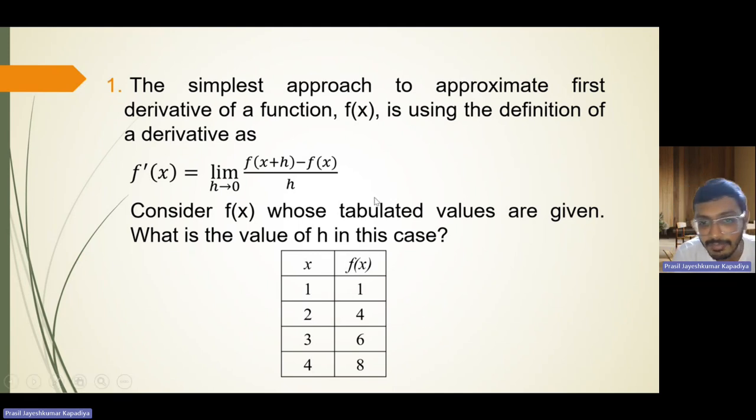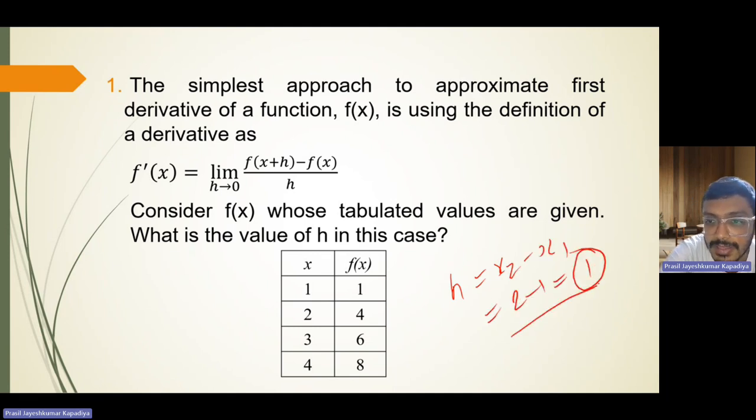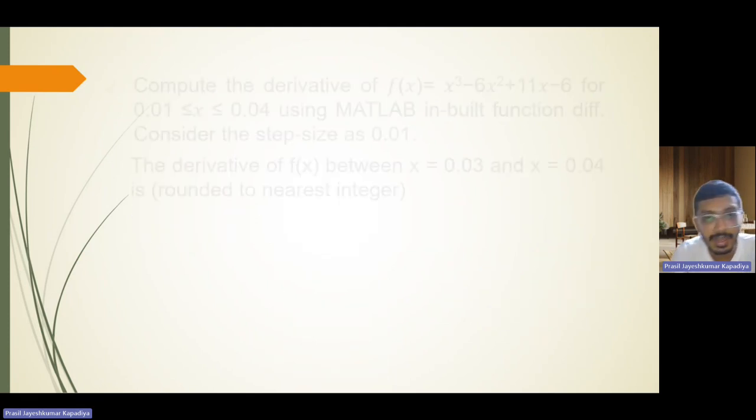Okay. So what kind of function it will be? For x is equal to 1, it is 1. x is equal to 2, it is 4, 3, 6, 4, 8. Okay. So my value of h will be equal to 1. Let me write it down here. My h is equal to x2 minus x1. That is 2 minus 1 is equal to 1. So my h will be equal to 1. Let's move on to the next problem.